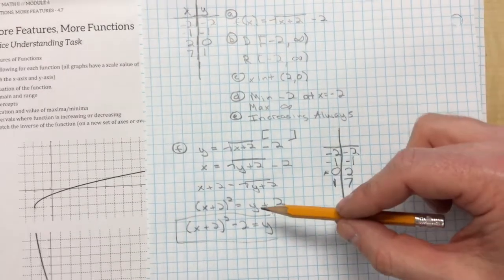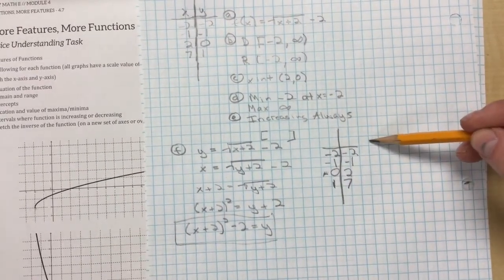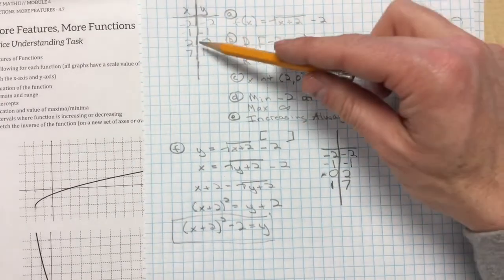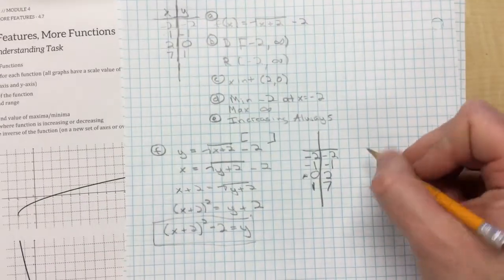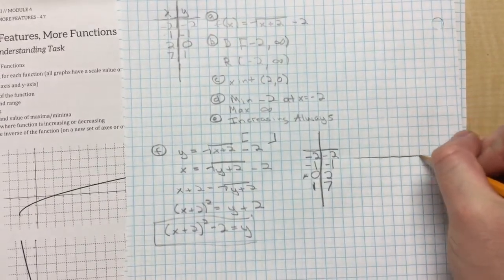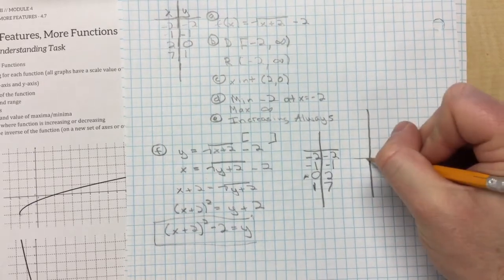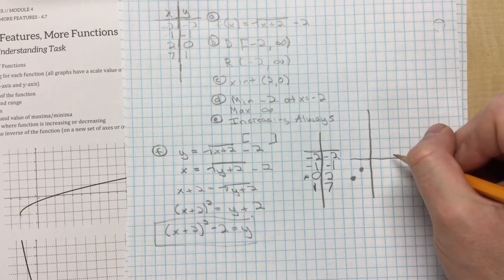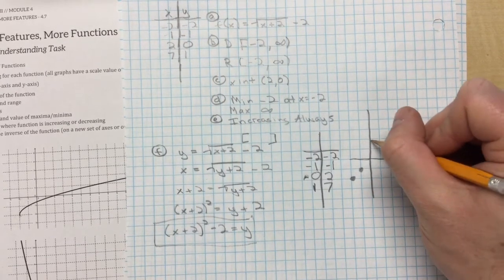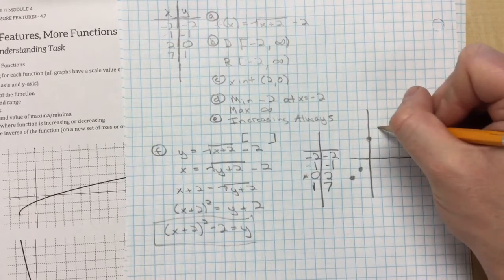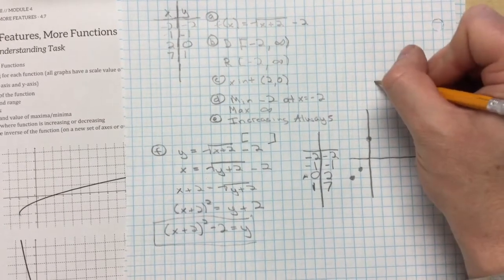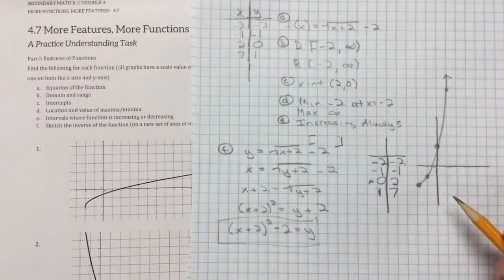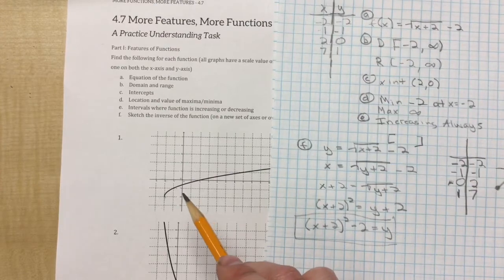You probably could have done that without plugging in the numbers, because we know that this table is going to be the exact opposite of this table. And if we go back and check, you can see how these numbers are now flipped. And then just for a quick sketch of the graph, I have (-2, -2), (-1, -1), I have (0, 2), and (1, 7). And I'm going up like this. And sure enough, this is the inverse of this.